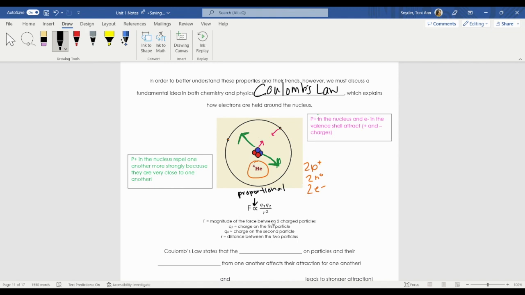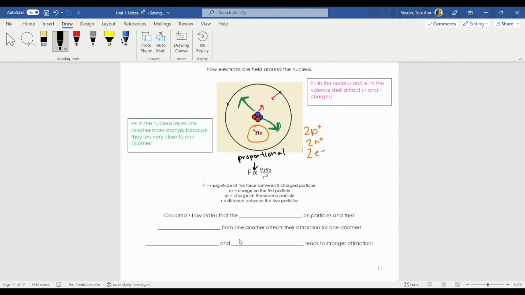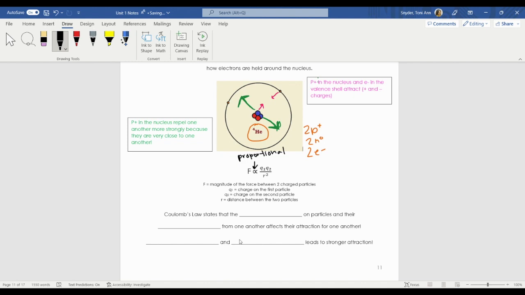And R, which is R squared on the bottom, is our radius, or the distance between the two particles. How far apart are these particles from one another? What you need to know is right down here in this last section. What does this equation mean? Coulomb's law states that the charges on particles and their distance from one another, how far they are, affects their attraction for one another.